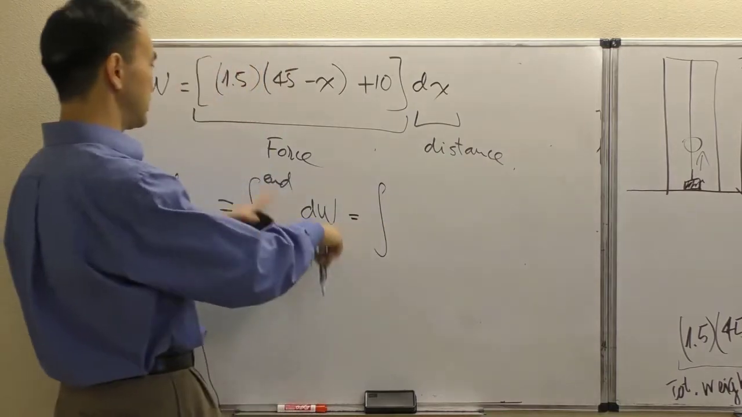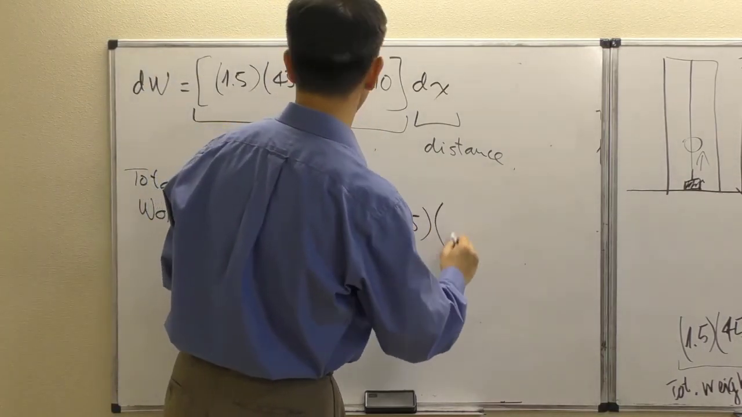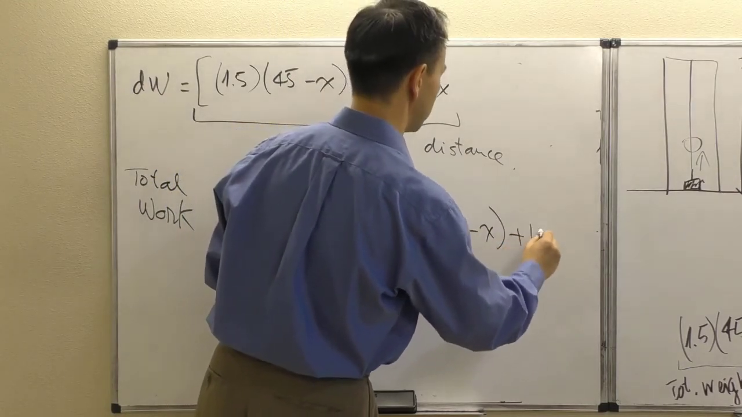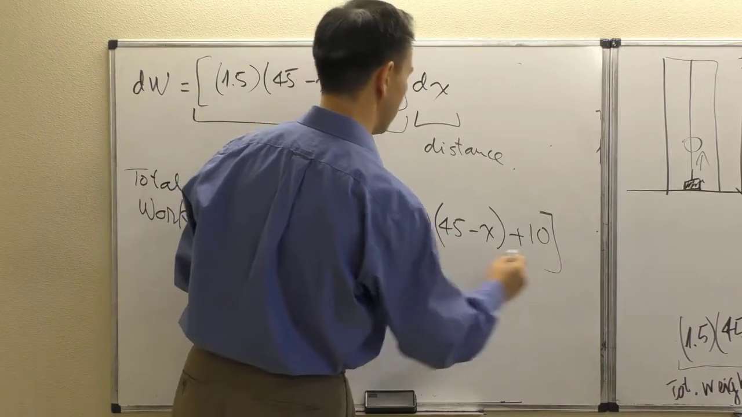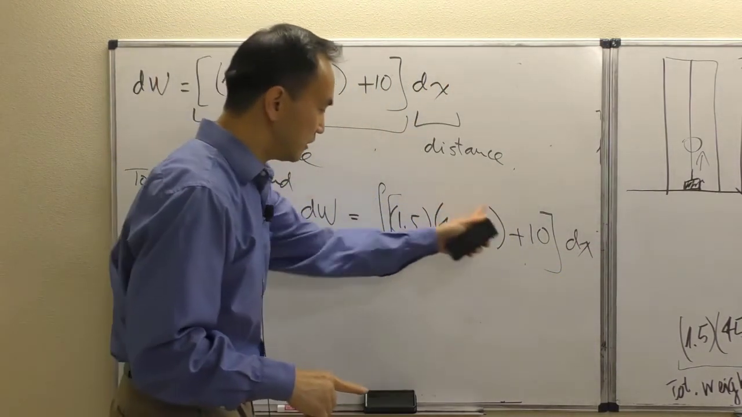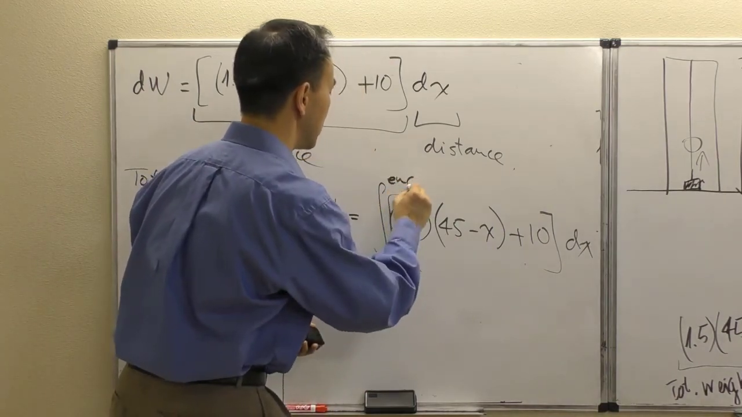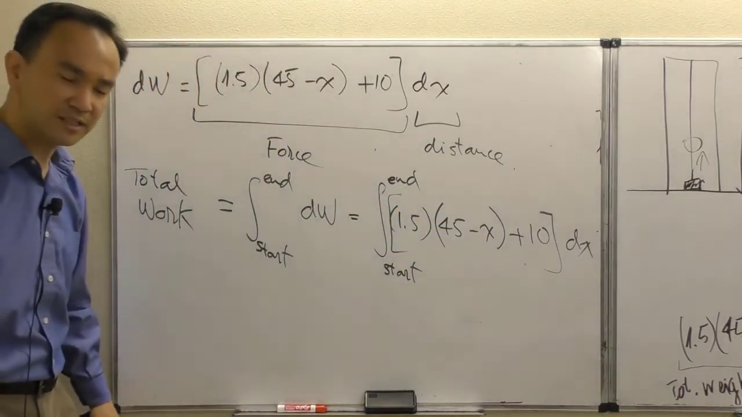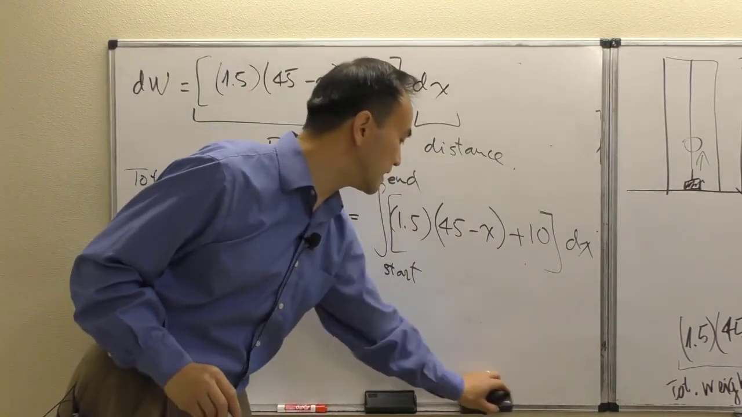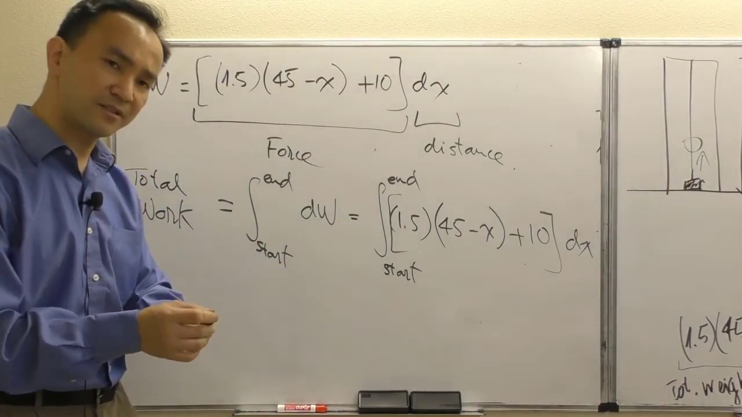Okay, so all of the dW is here. I'm looking at 1.5 times (45 minus x plus 10) with the dx. That's the accumulation of all the little work amounts, and we're accumulating from a start to an end. That's how we're doing it. Now I am going to swing back to my other board to point out how we recognize the start and the end of this accumulation.